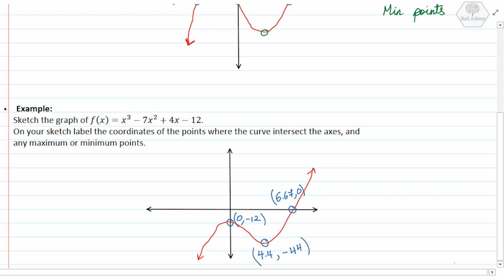By this, we sketched the graph. We wrote the coordinates of the y-intercept, the x-intercept, and the minimum point. It is very important to have very good skills using your graphical display calculator.